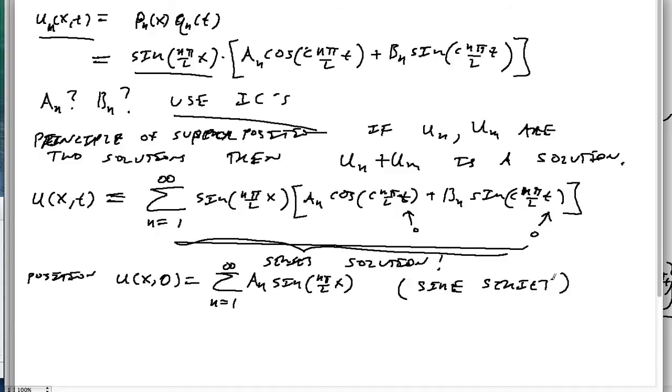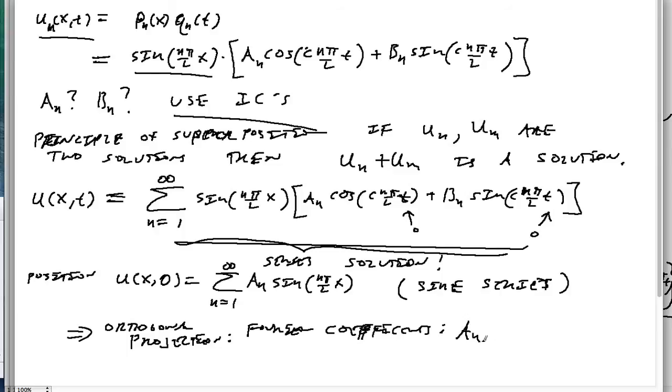Okay, so that looks pretty good. So, of course, the sine series is very easily solved. We can use our orthogonal projections to get a Fourier series, the coefficients, which is an is equal to 2 over L, integral from 0 to L of f of x times sine n pi x over L dx.